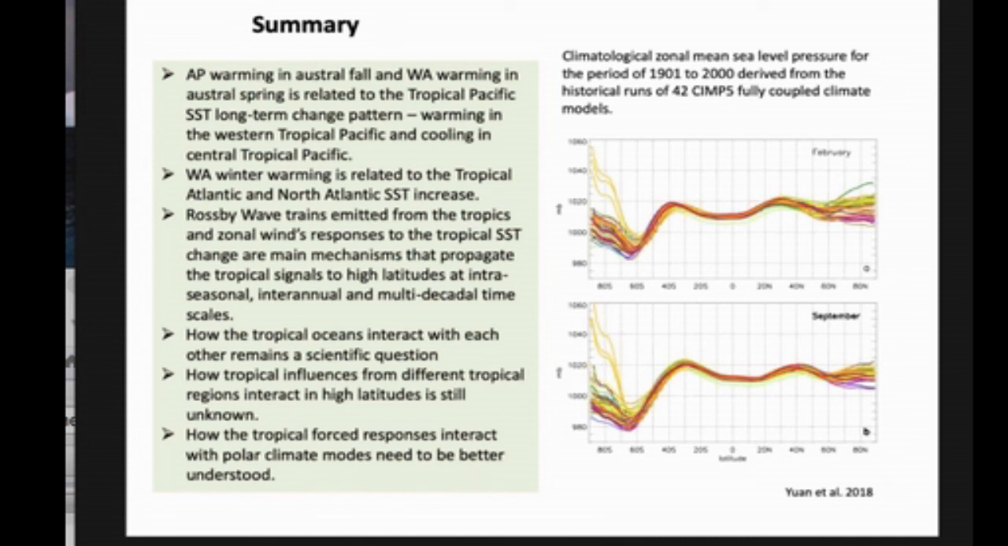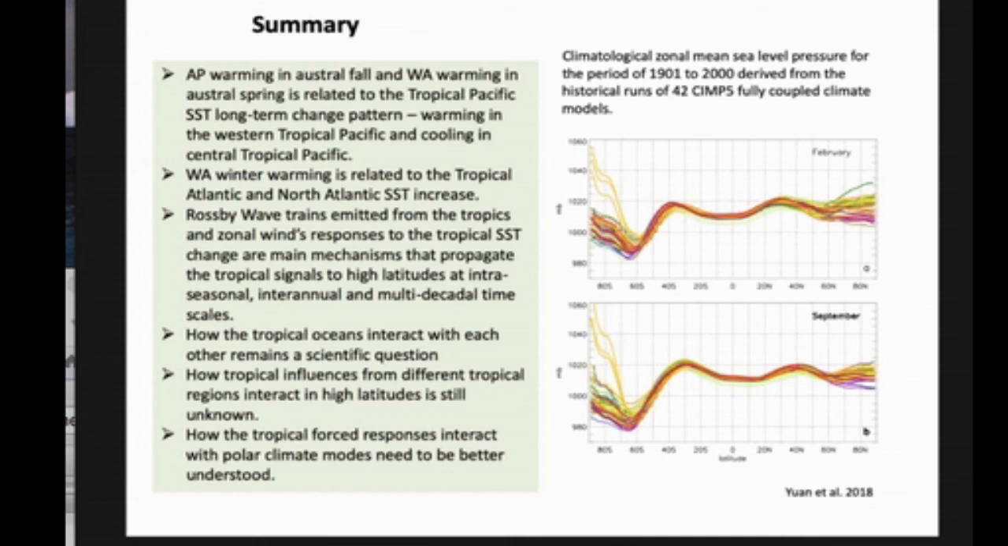So here is the summary. AP warming in austral fall and West Antarctic warming in austral spring is related to the tropical SST, to the long-term change: warming in the western tropical Pacific, cooling in the central Pacific. This is consistent with the pattern from different studies. Western Antarctic winter warming is related to tropical Atlantic and North Atlantic SST. And the Rossby wave train emanating from the tropics is still the dominant mechanism connecting to the high latitude.